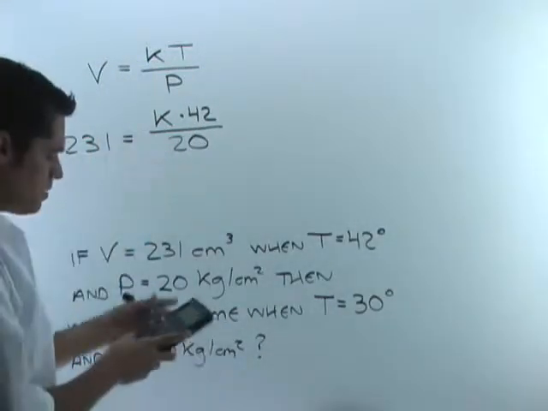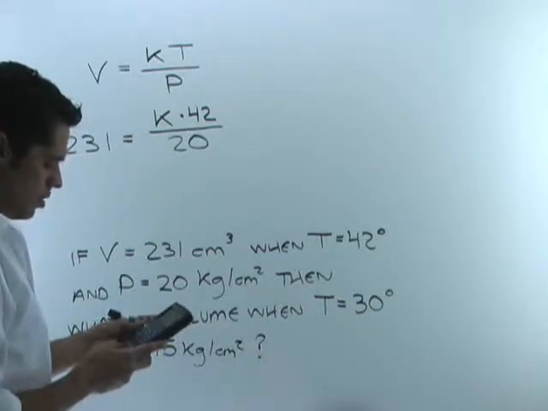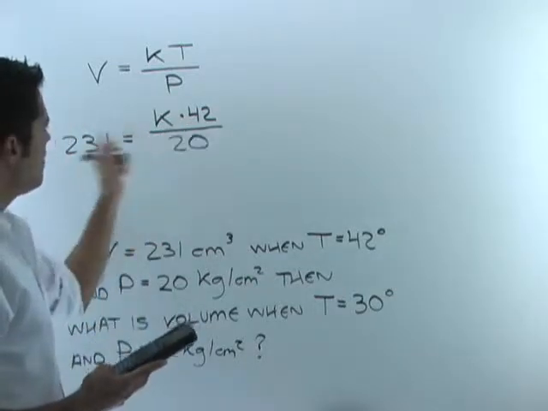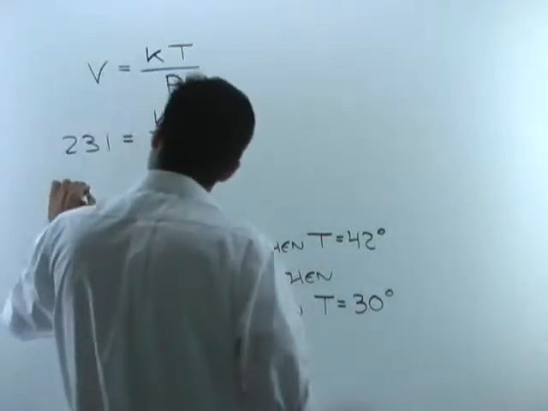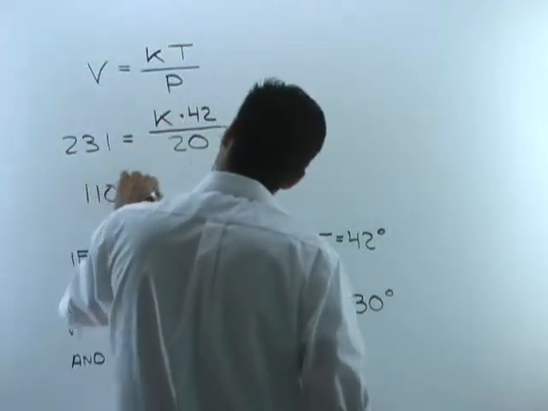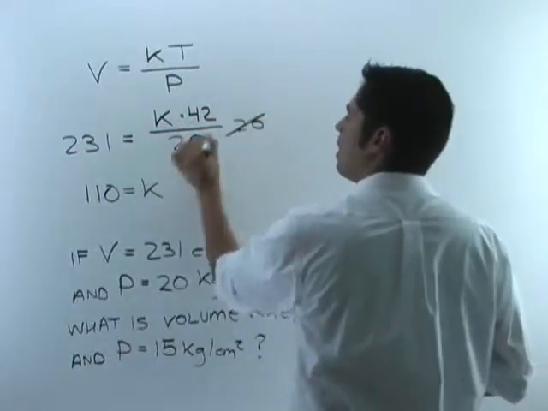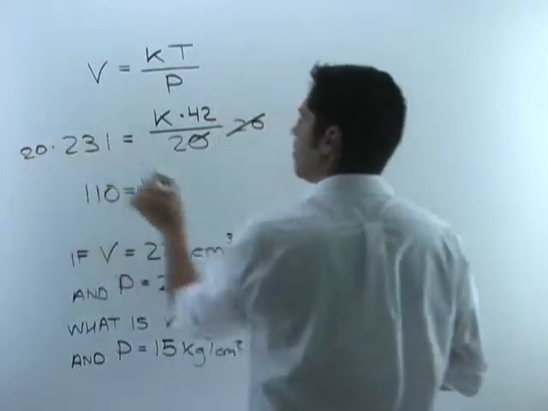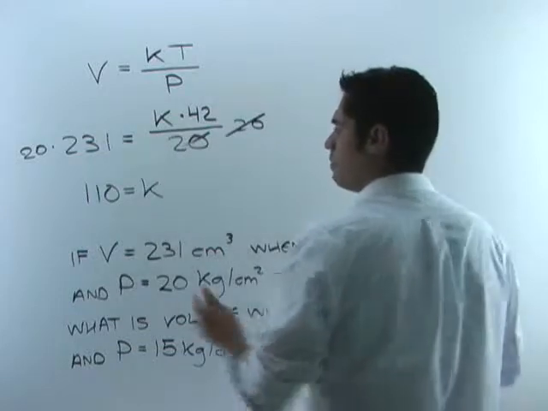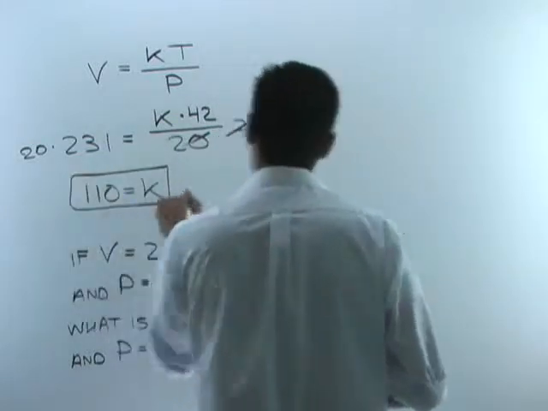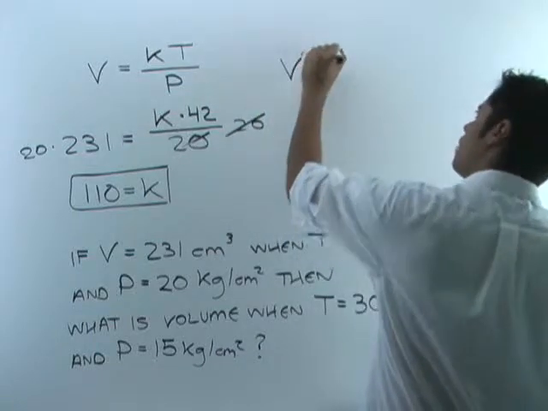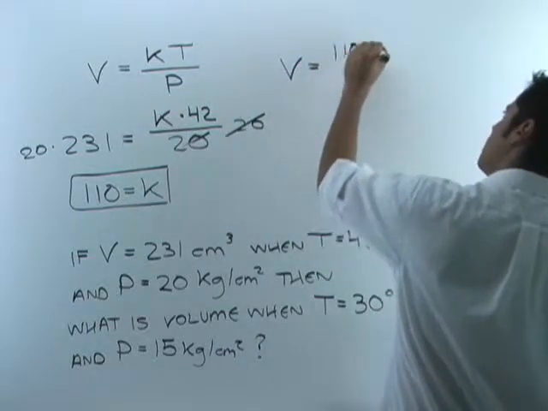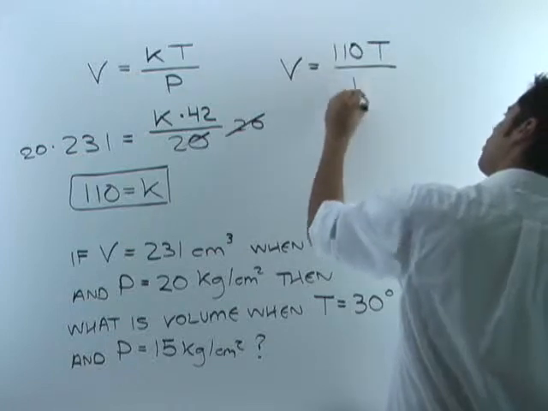I'm going to multiply both sides by 20 first, so 231 times 20, and then I'll divide both sides by 42. And what I get is that 110 is equal to K. So remember, I multiply both sides by 20, got my answer, and then I divided both sides by 42. So there's my constant of variation. So now that tells me that my volume is 110 times the temperature over the pressure.